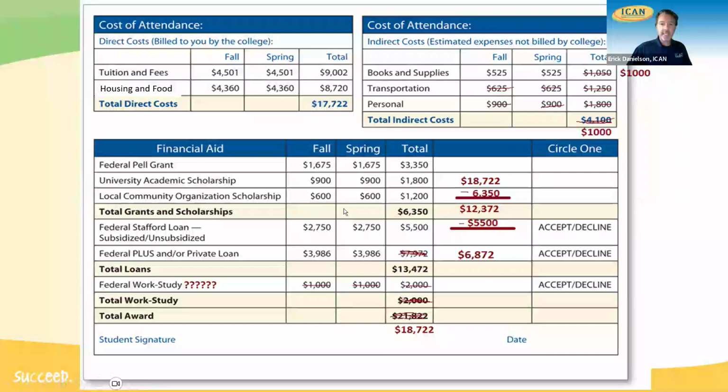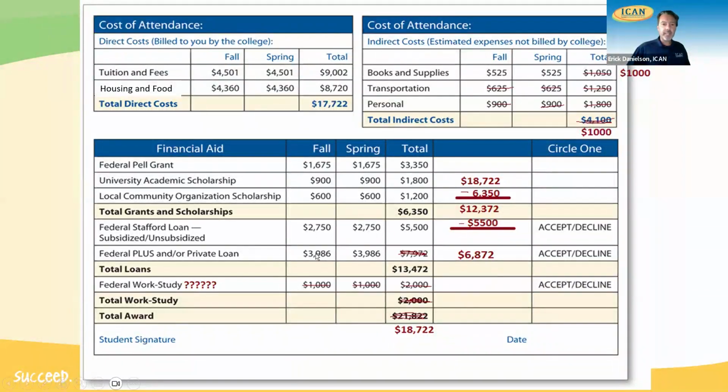If it was state aid, we subtract that off. So taking that from the 18,722 and subtracting that off, we have a remainder of 12,372. The next thing that we do, and really if you're going to need to borrow any money at all, the first loan in almost all cases to take out is going to be this federal Stafford loan. For freshmen, that's $5,500. So we subtract that off, and now the remainder is 6,872.